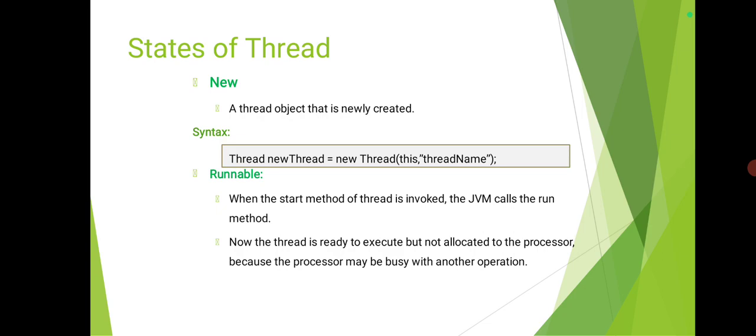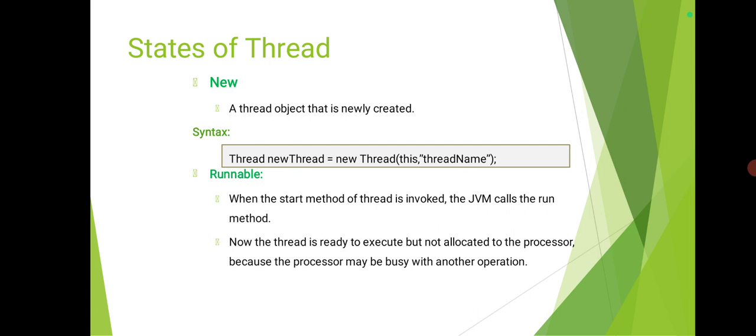The first one is a thread object that is newly created. Here we have a syntax: Thread is the class name, newThread is the object of a Thread, equal to new Thread of this, thread name. The this keyword represents the current object in the current context.